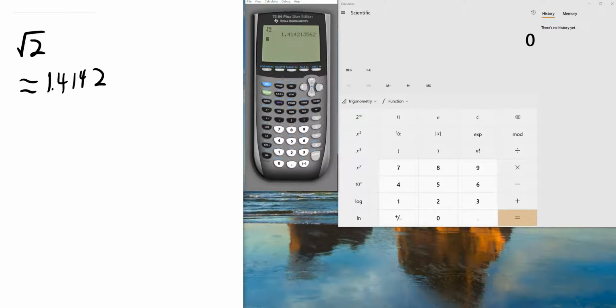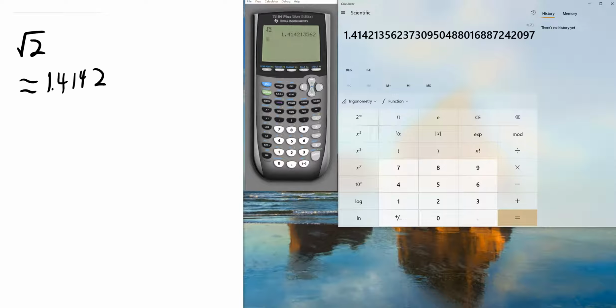Now, how do I calculate it on the scientific calculator? You're not going to go straight into square root of 2. What you need to do, you type the 2 first, and then you go second and the square root. That gives you the same answer. So first you key in the number 2 in the scientific calculator, then go second square root, and then that will give us 1.4142, exactly the same answer.